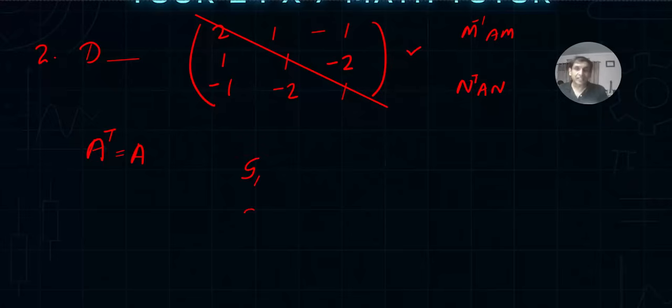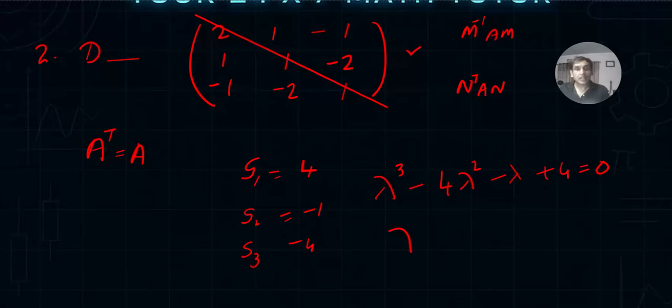S1, S2, S3. I'll tell you the values. You can check it later. And if you made any mistake, correct it. 4, minus 1 and minus 4. Lambda cube minus 4 lambda square minus lambda plus 4 equal to 0. And the eigenvalues turned out to be minus 1, 1, 4.